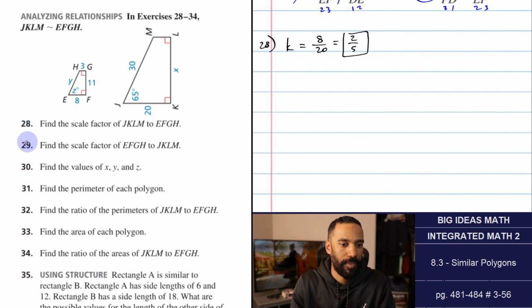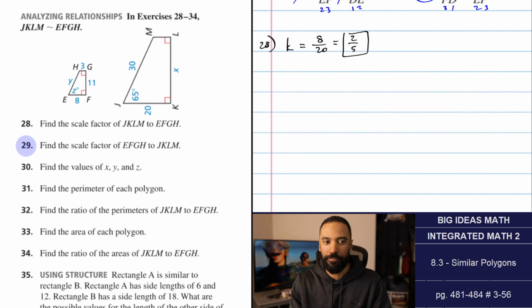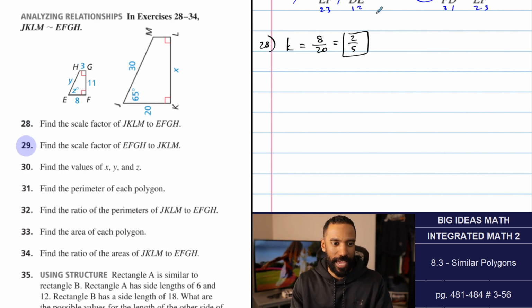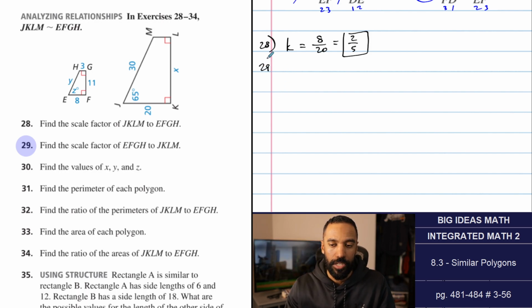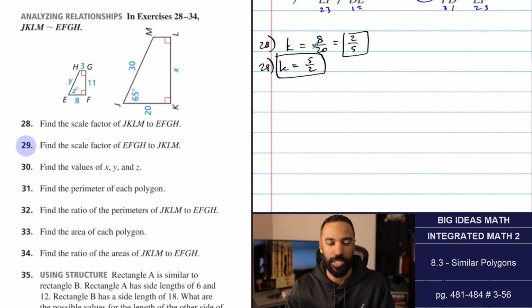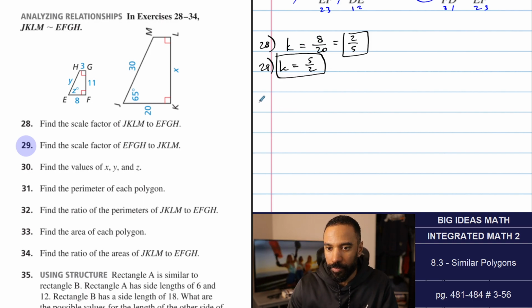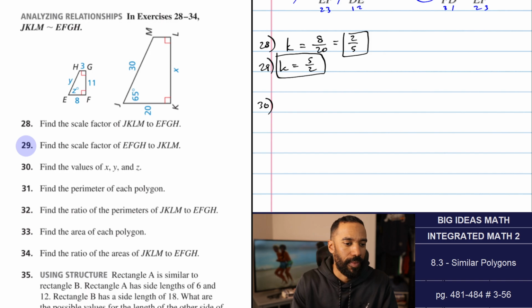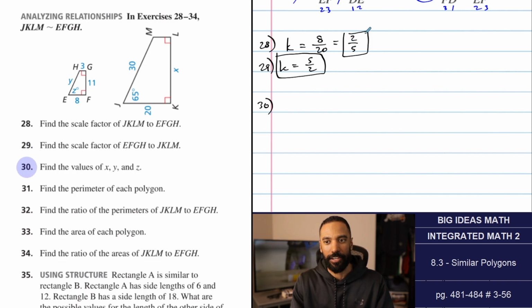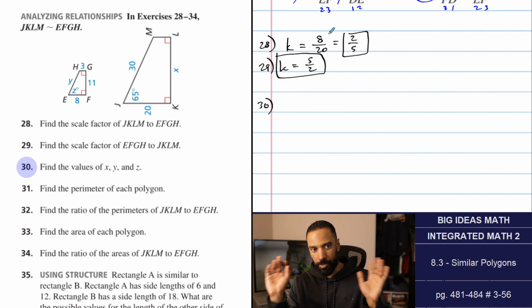That is number 28. Number 29, find the scale factor of EFGH to JKLM. That should just be the opposite. So this scale factor is 5 to 2. It's an enlargement, and it's literally just the opposite effect, 20 over 8. Number 30, find the values of X, Y, and Z. So for each of these, we can use either scale factor, 2 to 5 or 5 to 2, reduction or enlargement, depending.